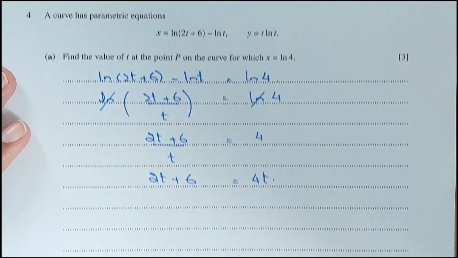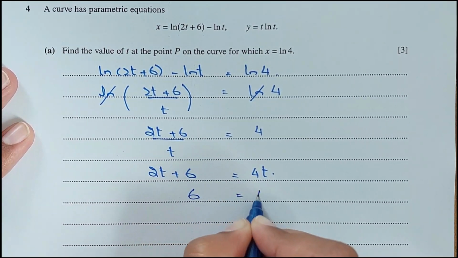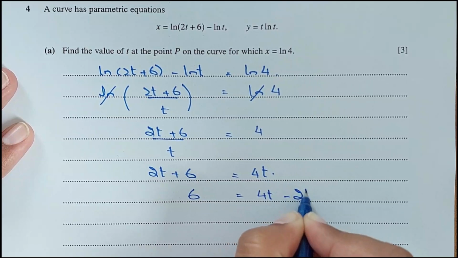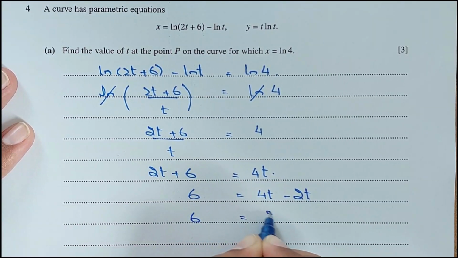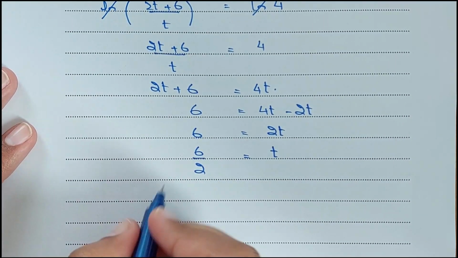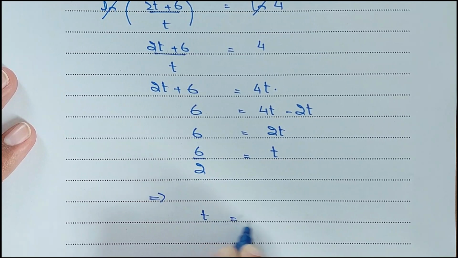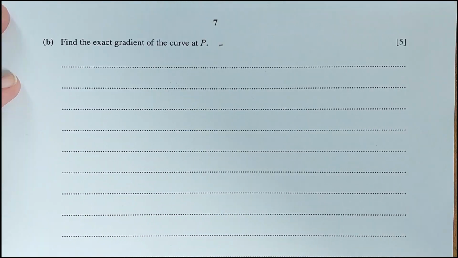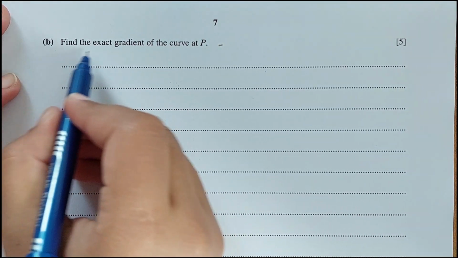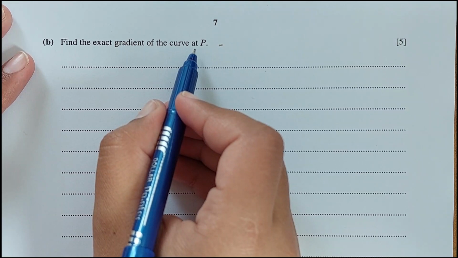We have to solve for t. So we have 6 equals 4t minus 2t. 6 is equal to 2t, and 6 by 2 is equal to t, and 2 times 3 is 6. So from here, the t value is 3. Right. Now for part B, find the exact gradient of the curve at P.